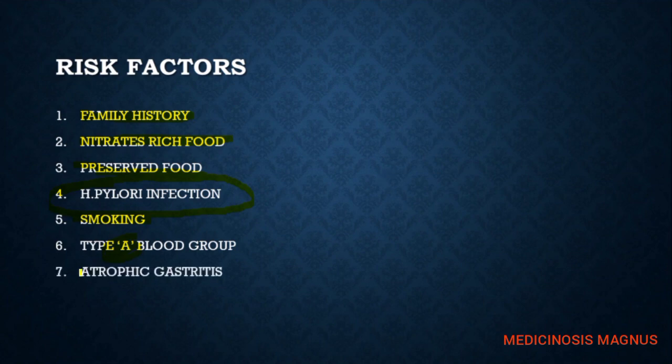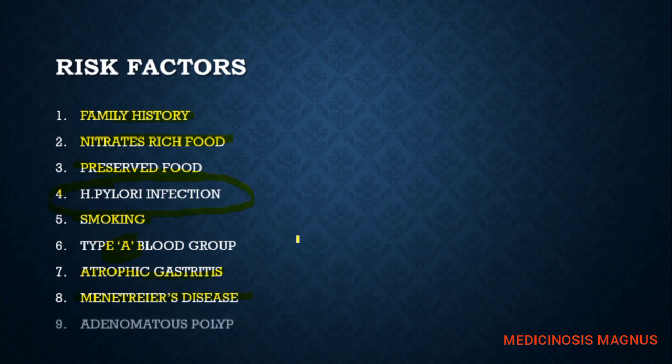Then atrophic gastritis. When the gastric mucosa gets atrophied, it can lead to stomach cancer. And Menetrier's disease, that is cerebriform, rugal fold-like stomach. You can see those pictures on the internet. Then adenomatous polyps, that can also lead to stomach cancer as well as colon cancer. Then KRAS gene mutation.